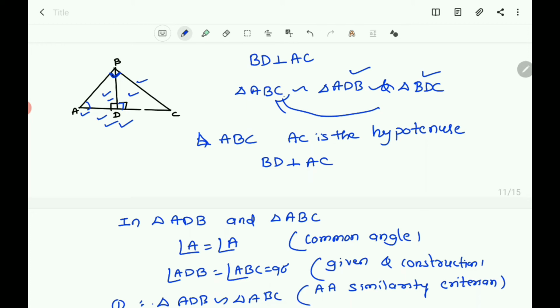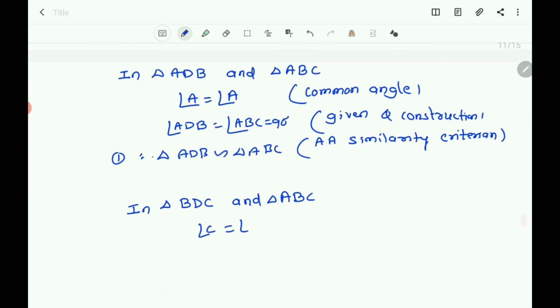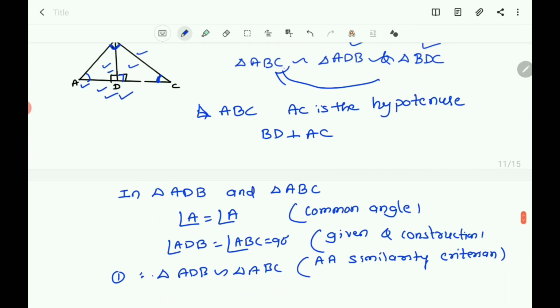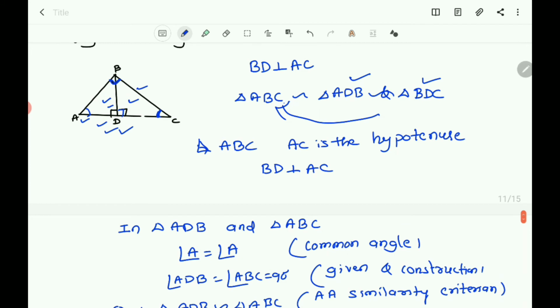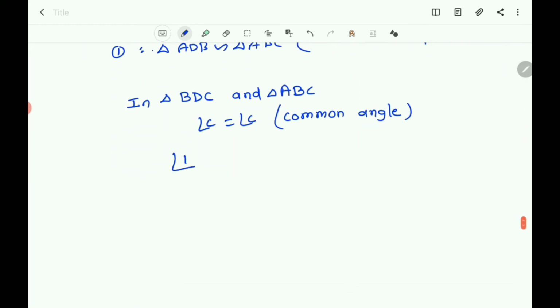And here also one common angle is there, that is C. Angle C is the angle of both the triangles. So you can write angle C is equal to angle C, that is common angle. The reason you can give here: common angle. Again both the triangles have a 90 degree angle, that is right angle. Here angle BDC is equal to angle ABC. Both are equal to 90 degrees.